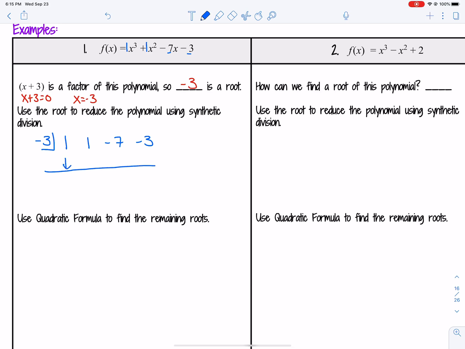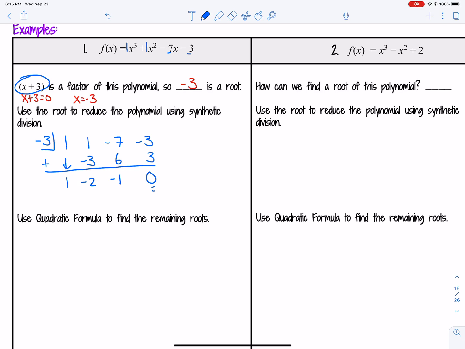We're going to use synthetic division. We drop down the 1. 1 times negative 3 is negative 3. We add those together, so 1 plus negative 3 is negative 2. Negative 2 times negative 3 is 6. Negative 7 plus 6 is negative 1. Negative 1 times negative 3 is positive 3. And then we should have no remainder, because we were told that x plus 3 was a factor. That's a checkpoint in your problem to make sure you're doing things right so far.